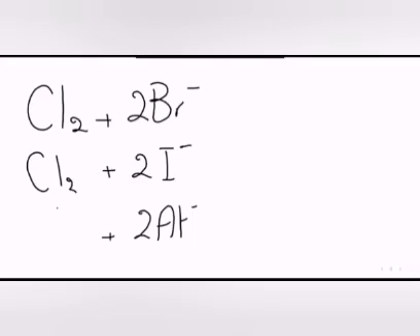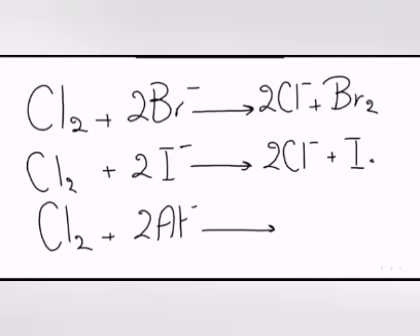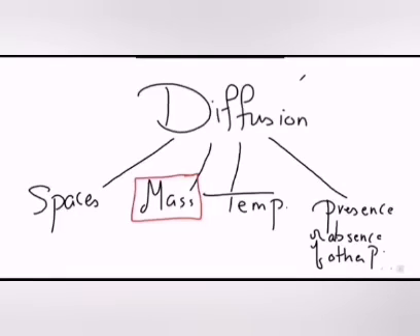Now I'm writing here the net ionic equations for the displacement reaction of the less reactive halogens by chlorine. You see, these are the net ionic equations. These are all redox reactions. I'm going to discuss one of them and illustrate the reducing and the oxidizing agent.